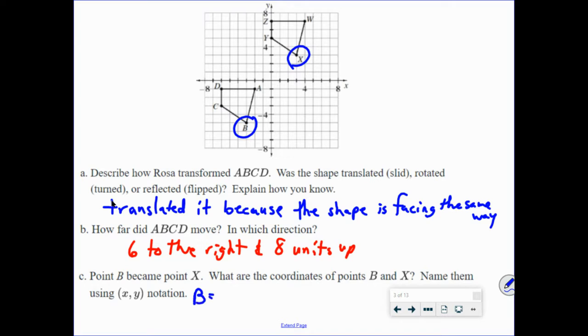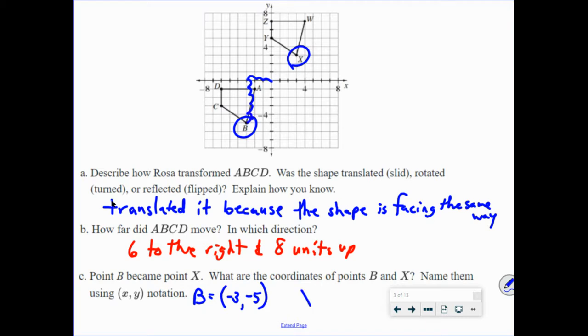B, coordinates of point B are -3, -5. Again, you start here, go 1, 2, 3 on X, and then 1, 2, 3, 4, 5 on Y. So -3, -5.